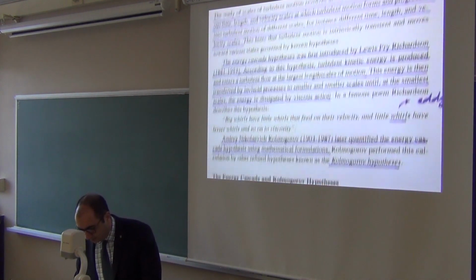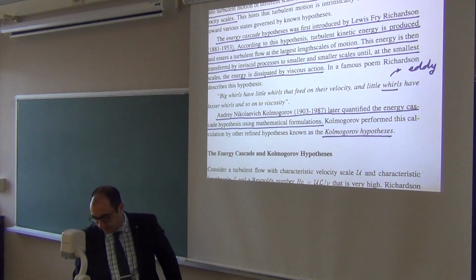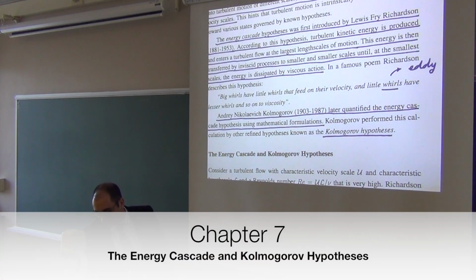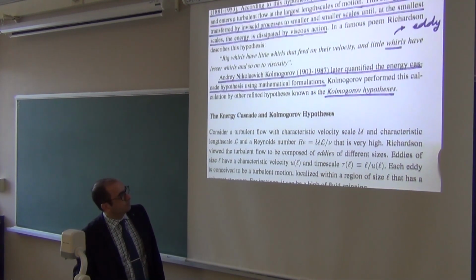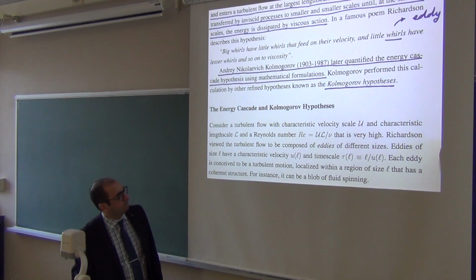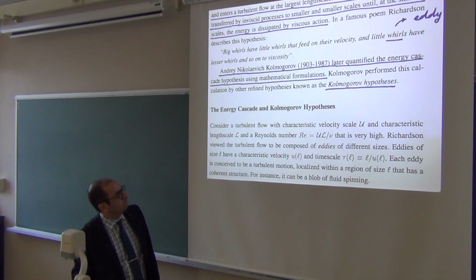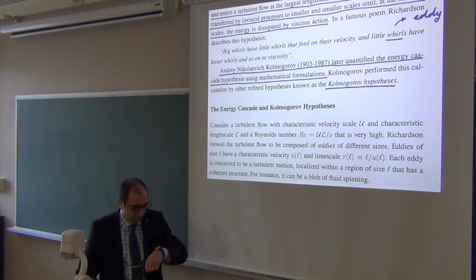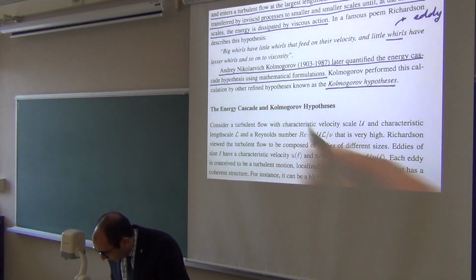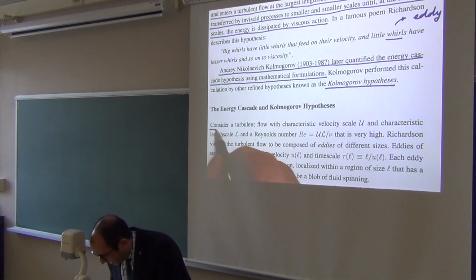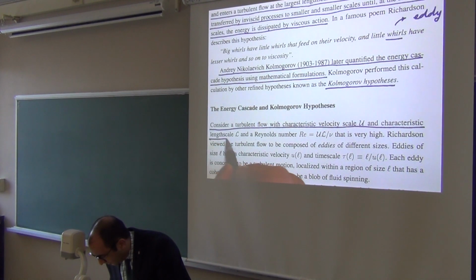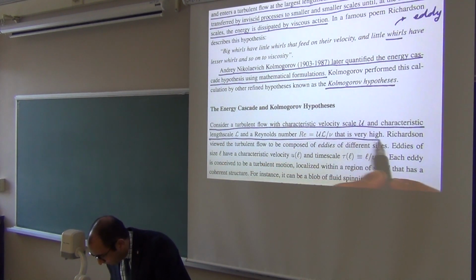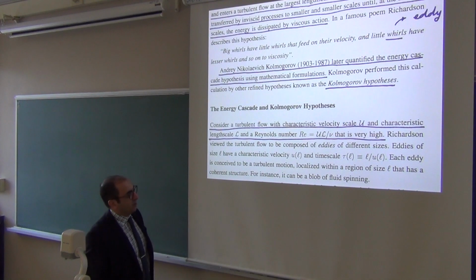Let us now do the details. The energy cascade and Kolmogorov hypotheses. Consider the turbulent flow with characteristic velocity scale u and characteristic length scale L and a Reynolds number. And suppose that this Reynolds number is very high.